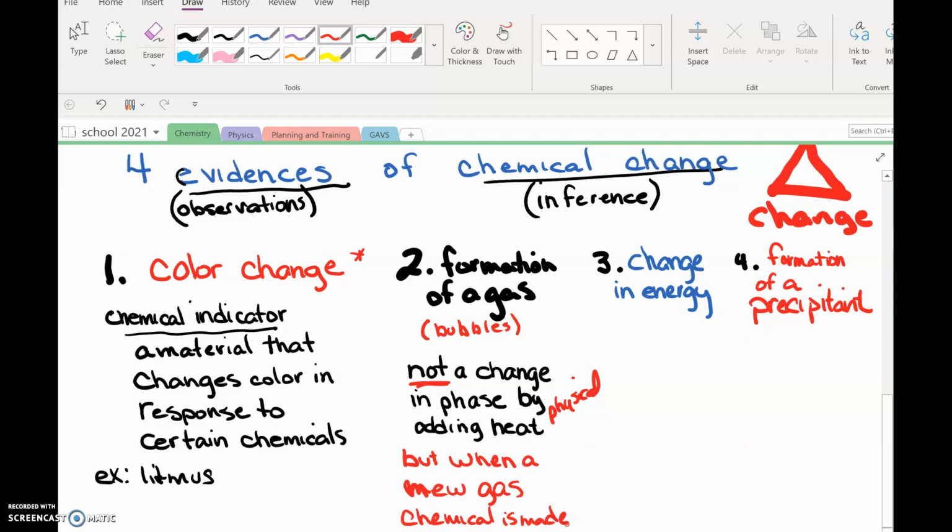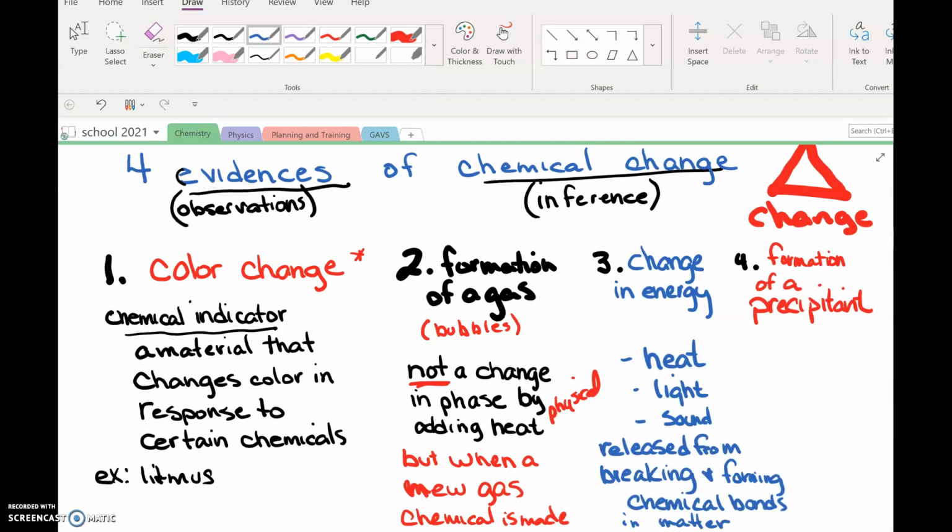For change in energy, energy can be found in the form of heat, light, and even sound. This change in energy is the release of energy that used to be held within the chemical bonds. Where did this energy come from? Well, we didn't put it on the stove. We didn't put it in the microwave. We didn't hold it in a Bunsen burner.